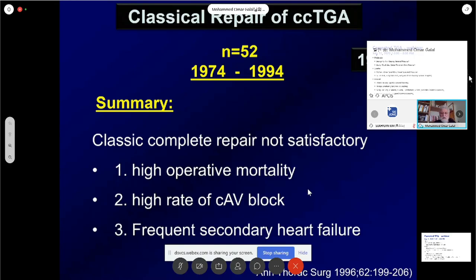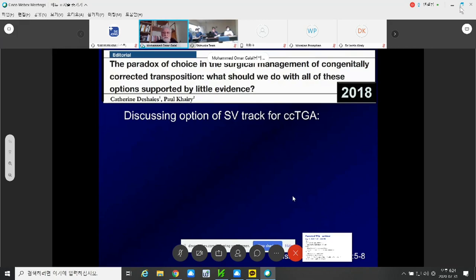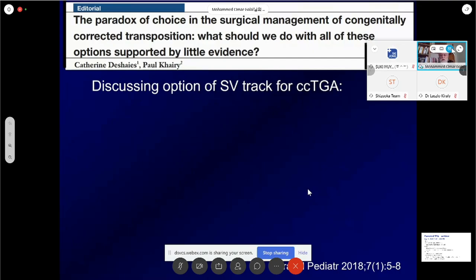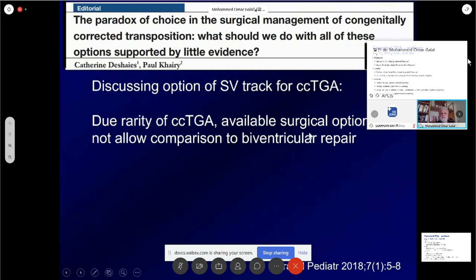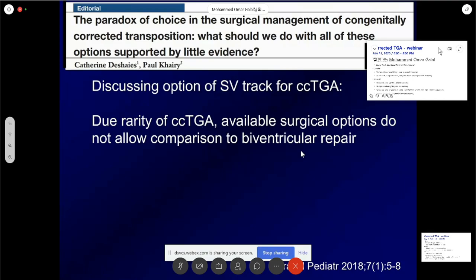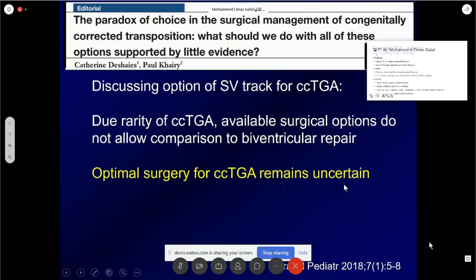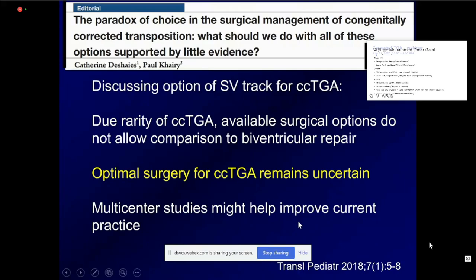This study is an editorial, actually, from 2018. They're discussing the option of the single ventricle track for corrected transposition. And they said that because of the rarity of this disease, the available surgical options cannot be compared with the biventricular repair itself. Optimal surgery for corrected transposition remains uncertain. And obviously, a multi-center study might help improve current practice.